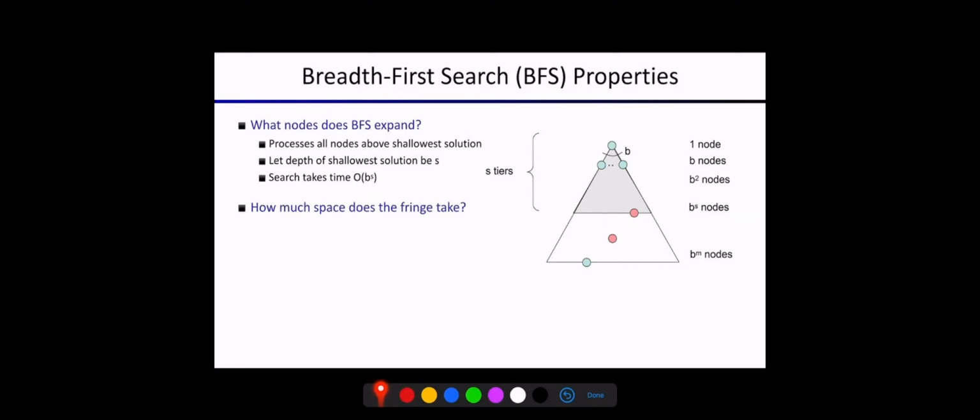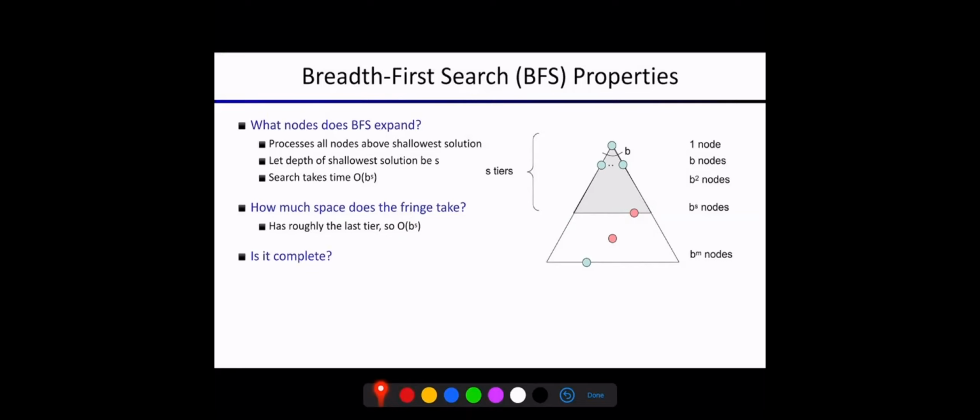But what is the memory complexity? That means, how big is the fringe? Since the fringe is roughly the last tier, we may have a few nodes in one level and a few nodes in the level below, but they are contiguous. They are almost the same level. So it is approximately b to the s again. That's the space complexity for BFS.